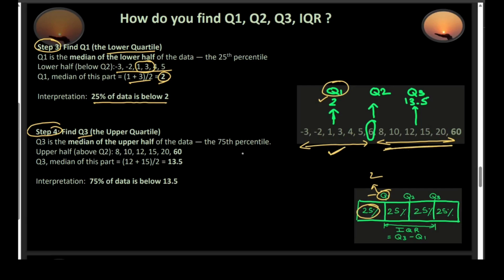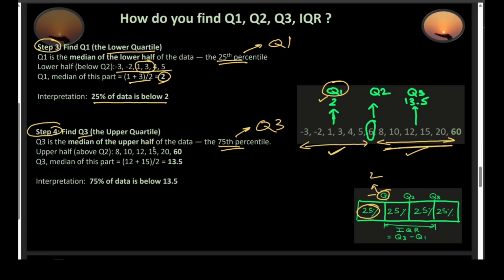Another name for Q3 is 75th percentile. Another name for Q1 is 25th percentile. Okay, so in the upper half, which is this right here, this is my upper half, you find your median.